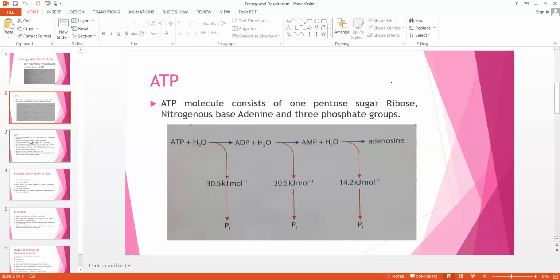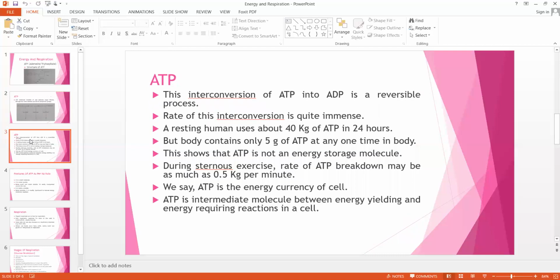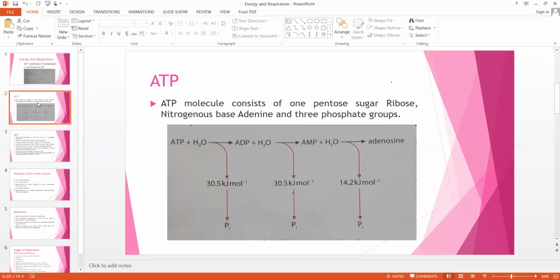Now we come to the next slide, and there is one more thing to clarify over here. ATP can be completely hydrolyzed till the last step. But actually in the human body, inside the living cell, it's only up till here that this process takes place. Meaning ATP is hydrolyzed into ADP, because when ATP is hydrolyzed into ADP, this much energy is released.